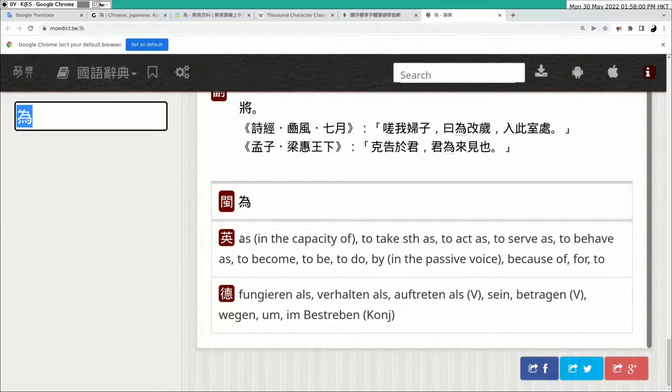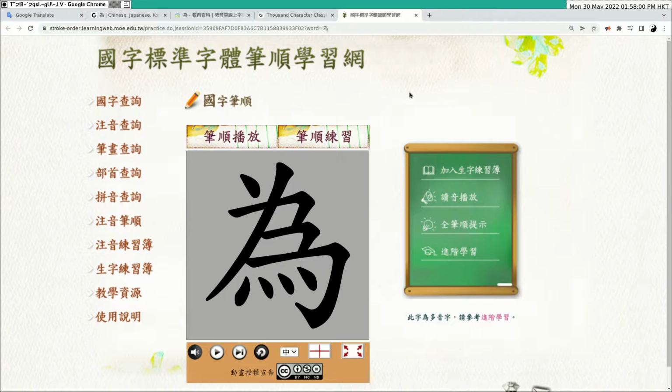As in the capacity of; to take sth as; to act as; to serve as; to behave as; to become; to be; to do; by in the passive voice; because of; for; to. So this just gives a general idea, we do because it's too complicated actually.